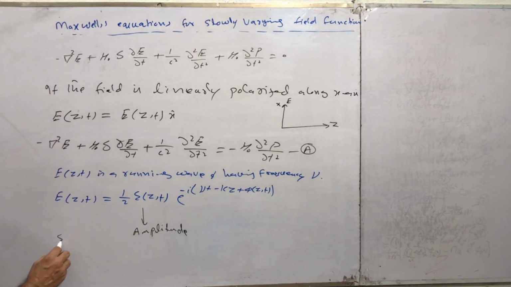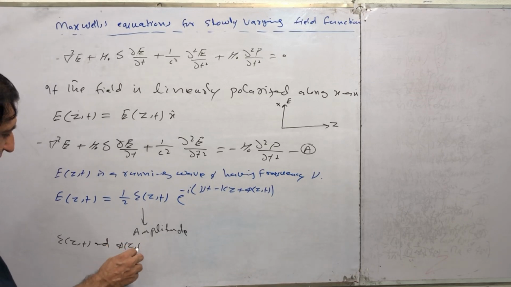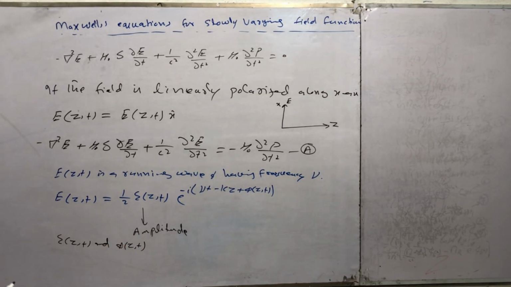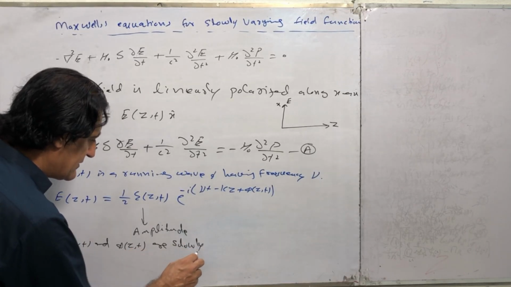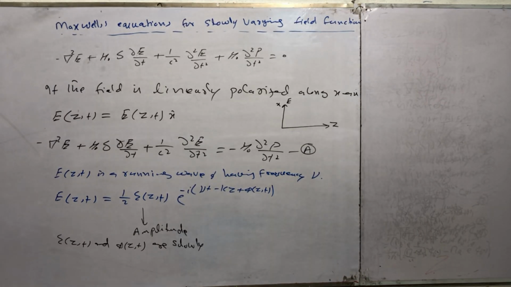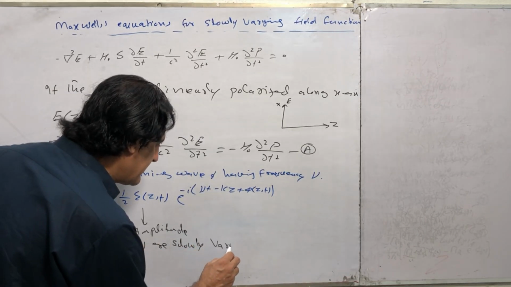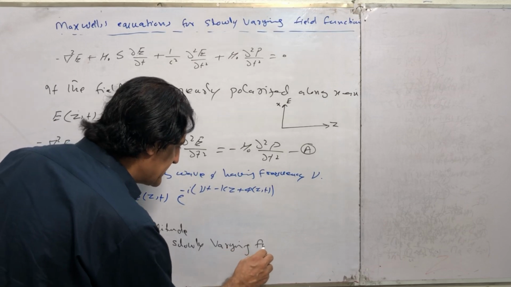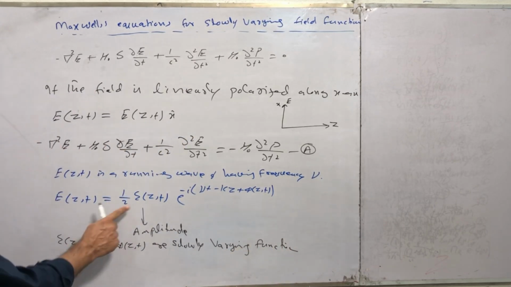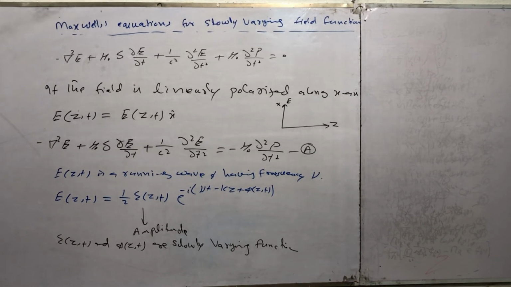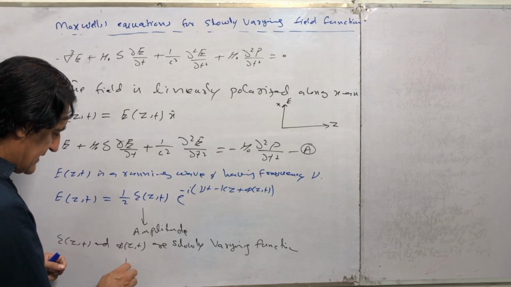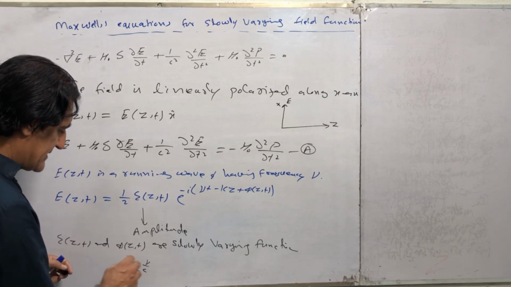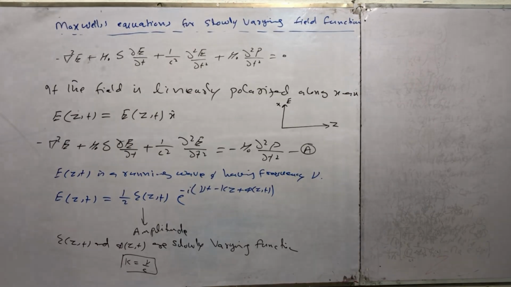This E(z,t) and phi(z,t) are slowly varying functions, because they depend upon space and time, and it has frequency nu, then k is equal to nu divided by c. So we can write this.